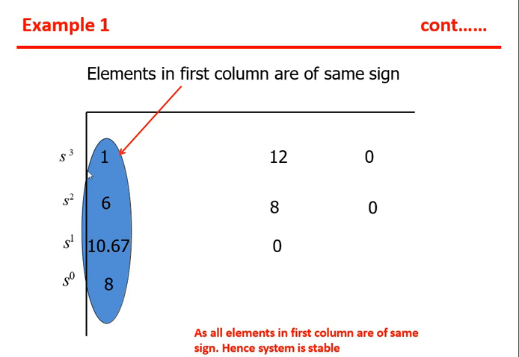So these are the elements that we have got. The first row is 1, 12, 0, the second is 6, 8, 0. See, this 0 and 0 we have taken extra for calculation of the elements below. Then if you see the third row, that is 10.67 and 0, and the last element, that is 8. I think you got this.